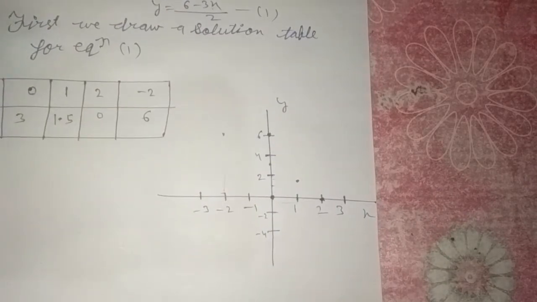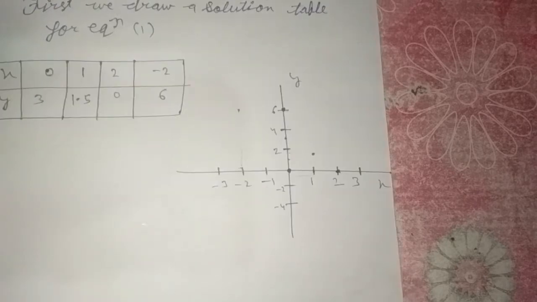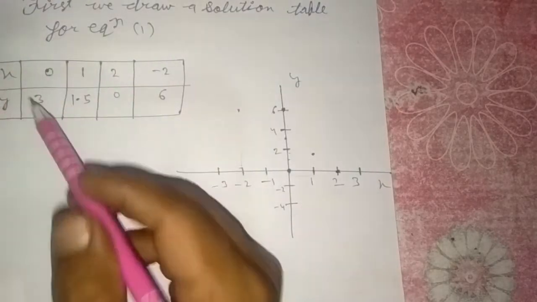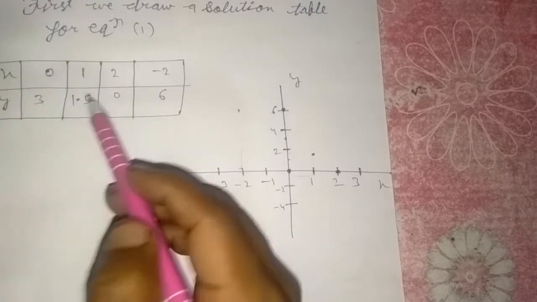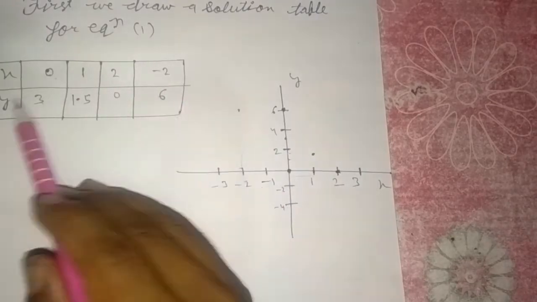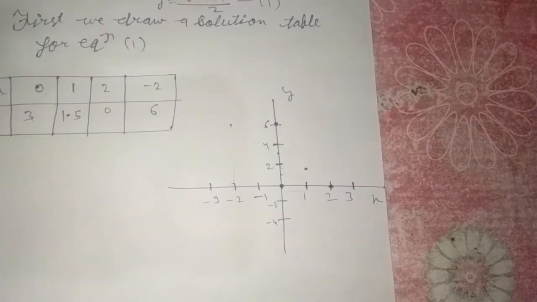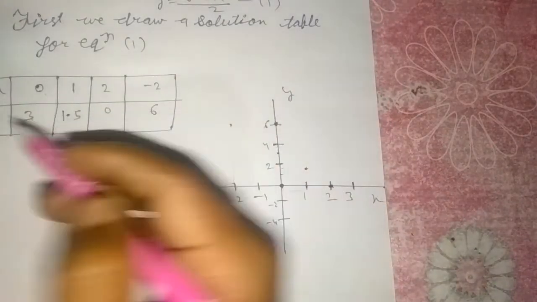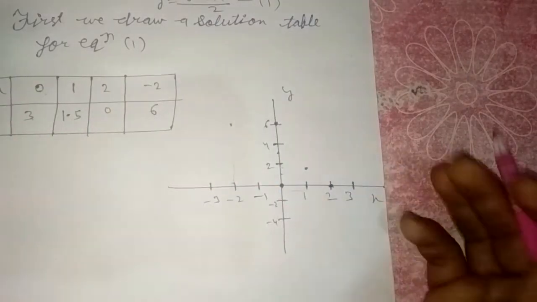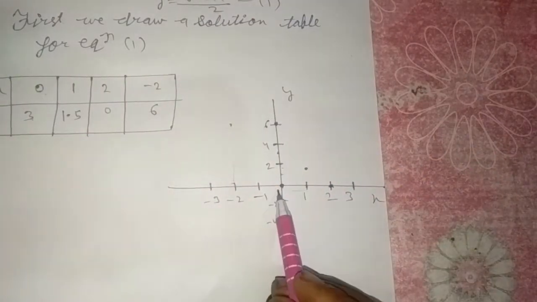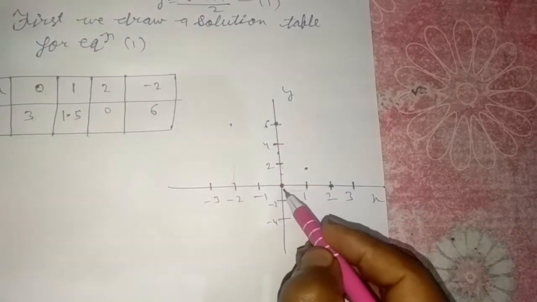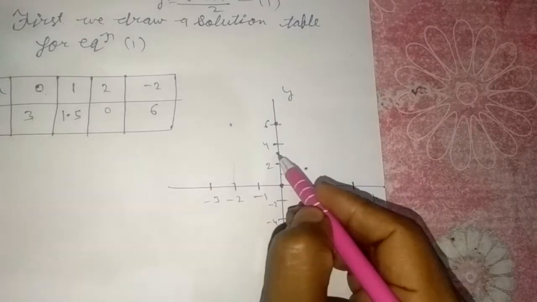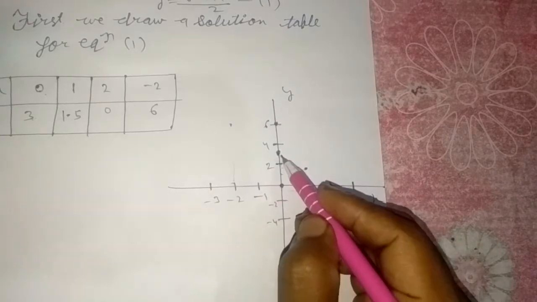In the next step, we will represent all the solutions from the solution table: (0, 3), (1, 1.5), (2, 0), (minus 2, 6). These 4 are the solutions of this equation. Now we plot these solutions on the xy plane. First we take 0 on the x-axis. At x equals 0, we get y equals 3, so we get one point here, which is (0, 3).